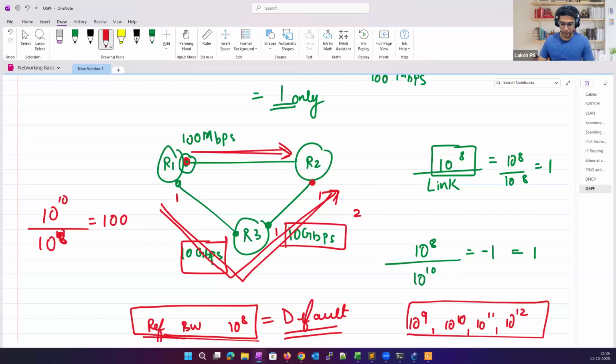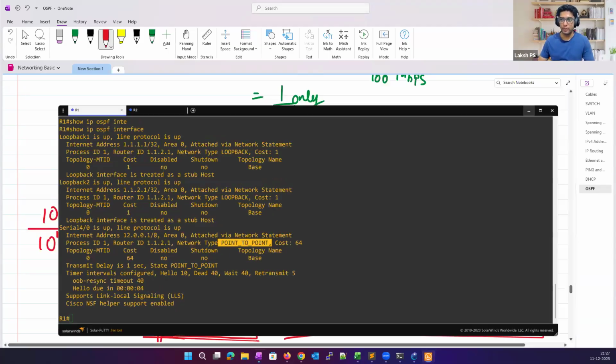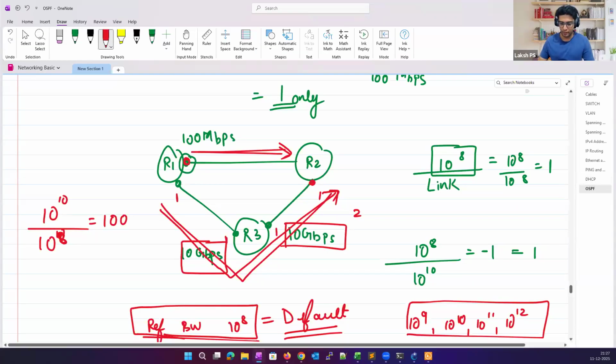Now with that, we also know how and why OSPF considers a serial interface as point to point and a loopback interface as loopback, or stub. We can call it stub as well. Loopback interfaces are loopback. Serial interfaces are point to point. Now, continuing our discussion from the last few classes, today we will discuss further on Ethernet interfaces.